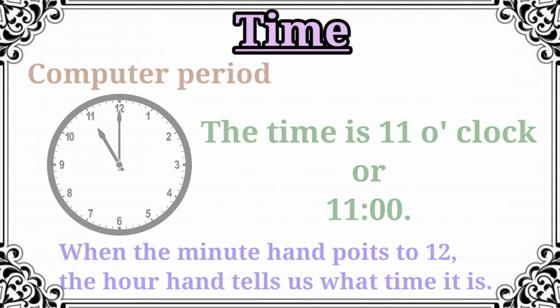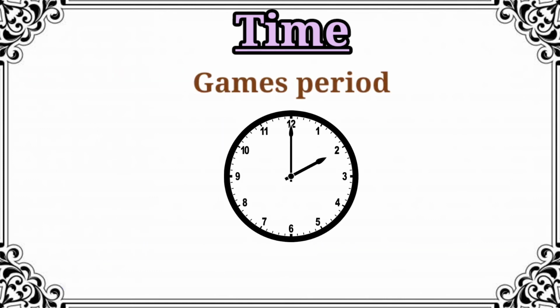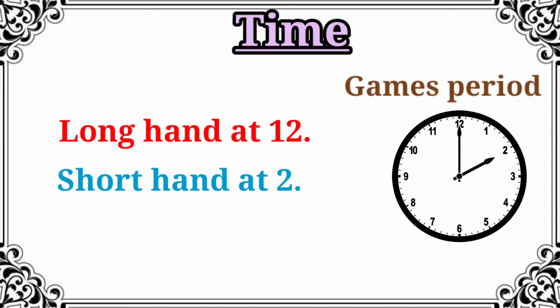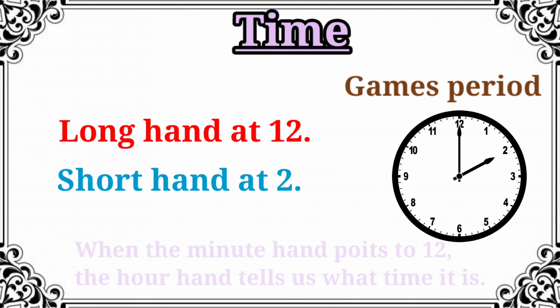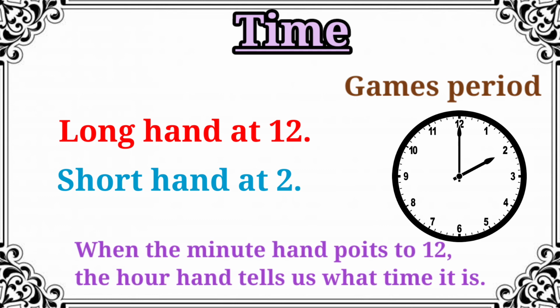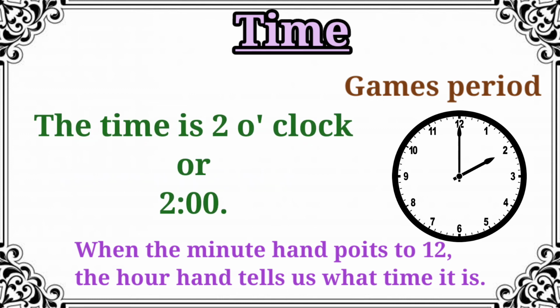Then, let's see the games period time. What time is it? The long hand at 12, the short hand at 2. So, we know that when the minute hand points to 12, the hour hand tells us what time it is. So, the time is 2 o'clock.